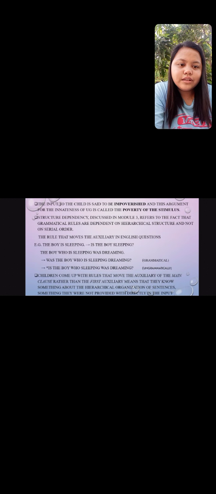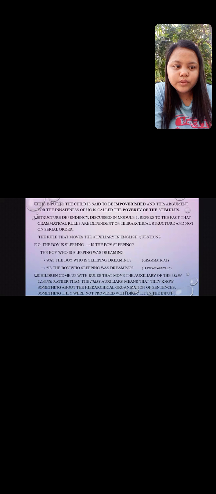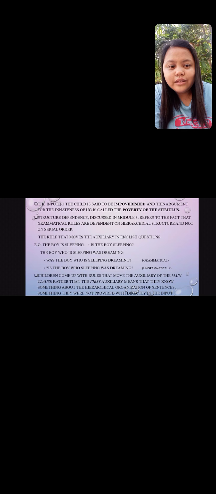Children come up with rules that move the auxiliary of the main clause, rather than the first auxiliary. This means that they know something about the hierarchical organization of sentences, something they were not provided with directly in the input.